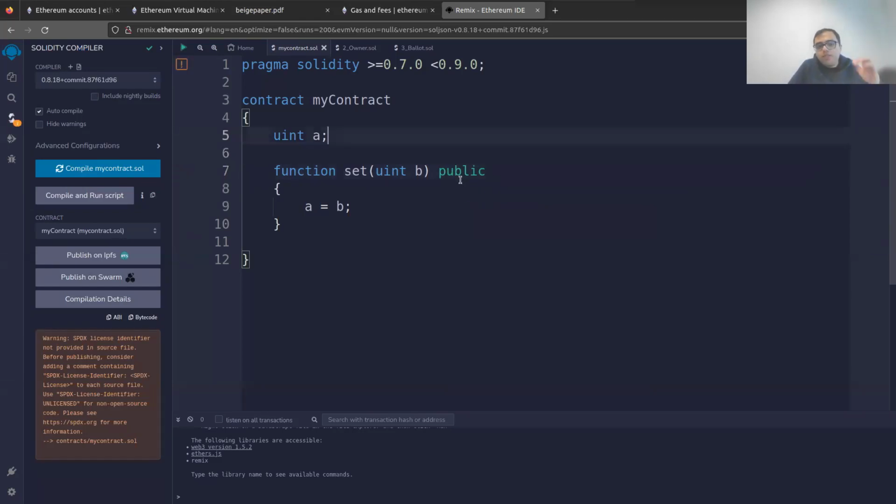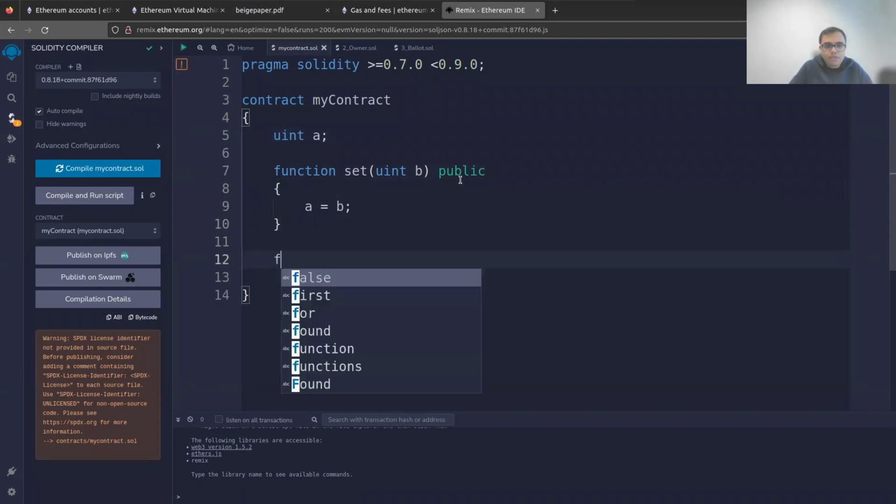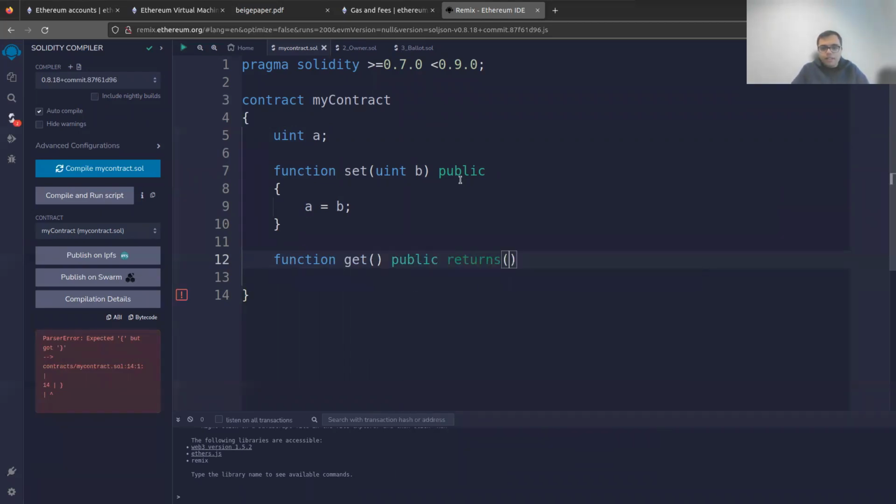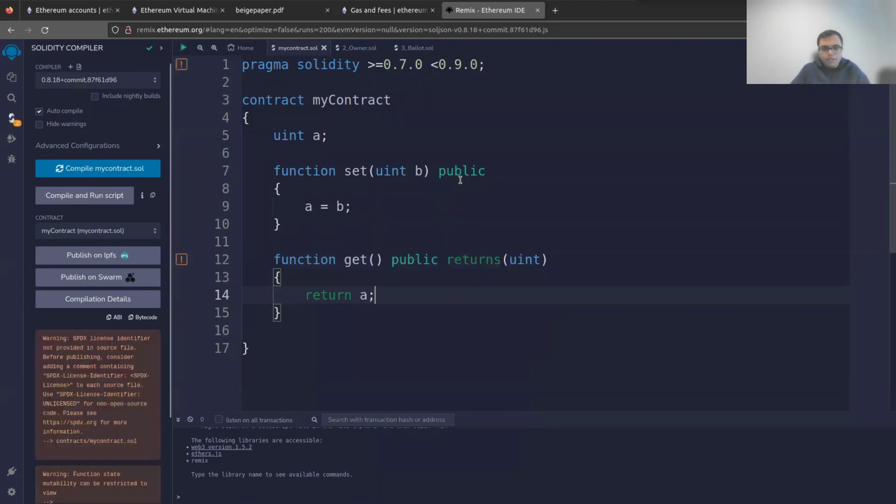And so basically everyone can set a value for this variable A. Now I can also have a function that returns the value. I call it get, and I say this is also public, and I have to say that it returns an unsigned integer. And I say return A. So this is the simplest possible contract that I can write. I just have a variable, and two functions that set it and get it.